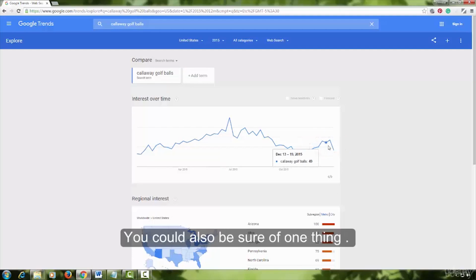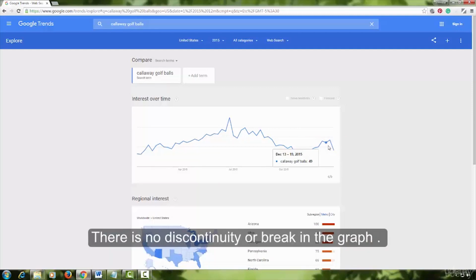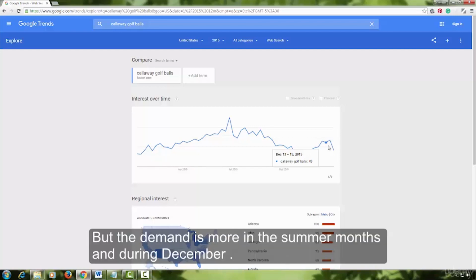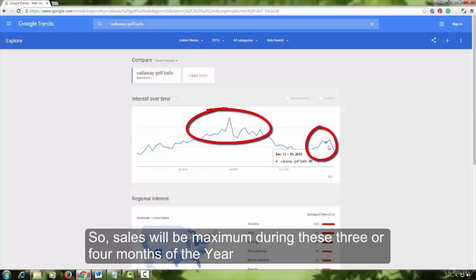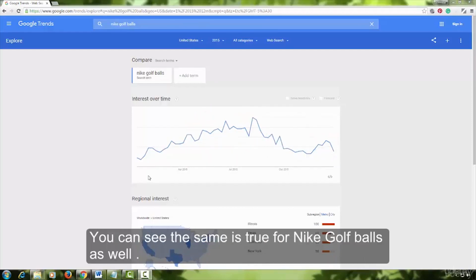You could also be sure of one thing. Your site will be making sales all around the year. There is no discontinuity or break in the graph. So golf balls sell all year round, but the demand is more in the summer months and during December. So sales will be maximum during these 3 or 4 months of the year, but you will have sales all year long. You can see the same is true for Nike golf balls as well.